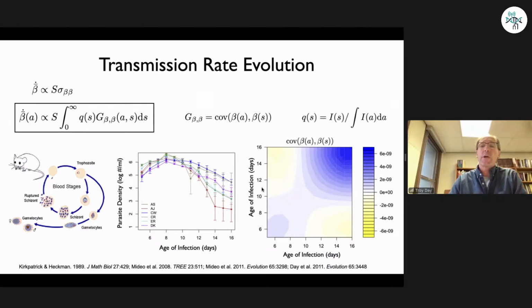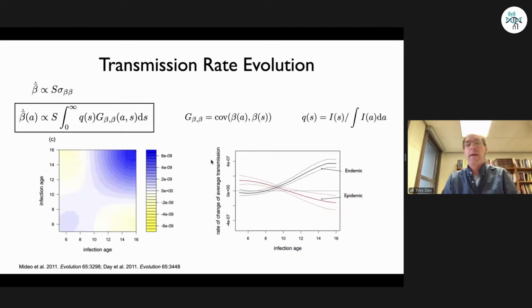And so what Nicole did is take this data, and you can come up with confidence bands on this estimate of the G function, and then run it through this model to make predictions about what you'd expect to happen evolutionarily under epidemic and endemic scenarios. And this is one snapshot of some of her results.